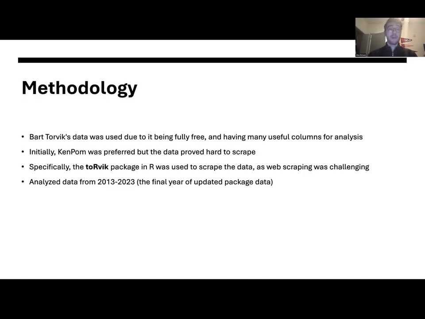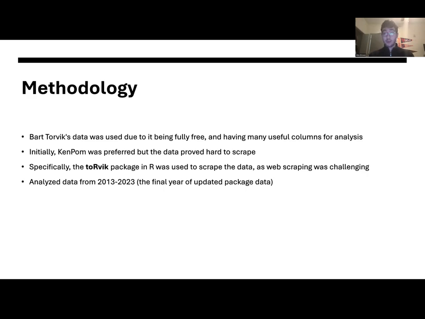Next, I want to get into the methodology I used for this project. The scraping of the data did prove to be slightly difficult. In the end, we decided to use BartTorvik's data. This was used because the site is completely free, and there were many useful columns to use for analysis. There were things that were not included on other sites that were easier to scrape through BartTorvik.